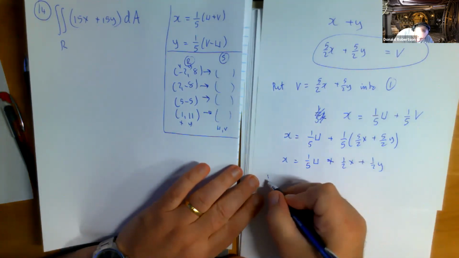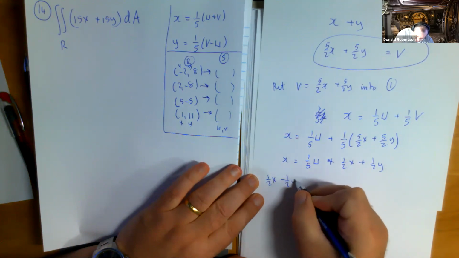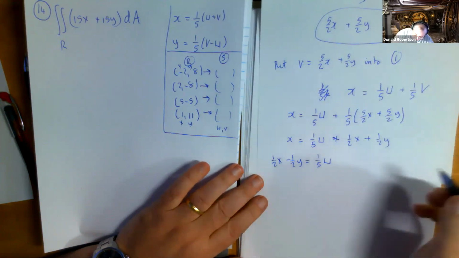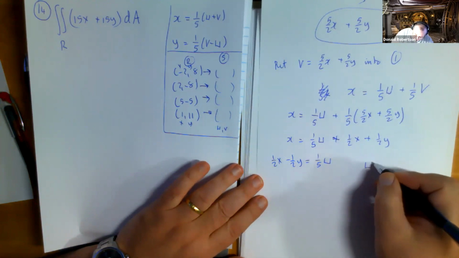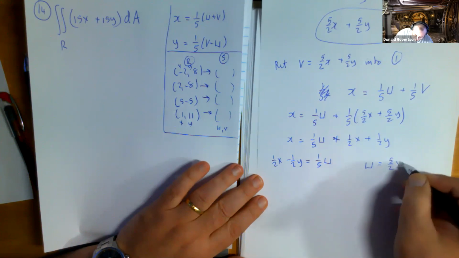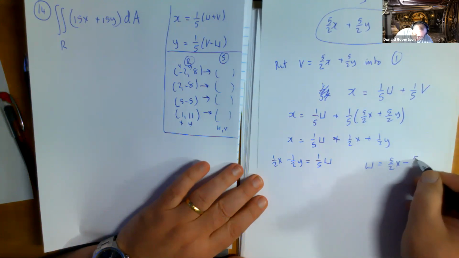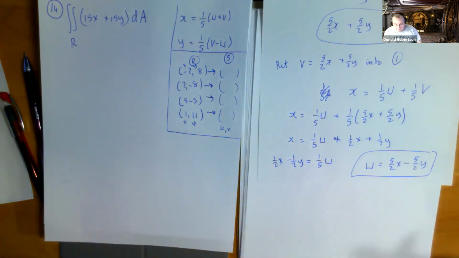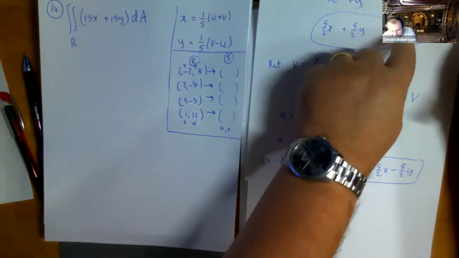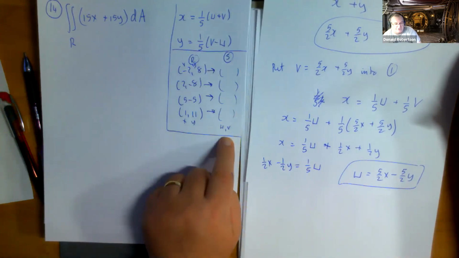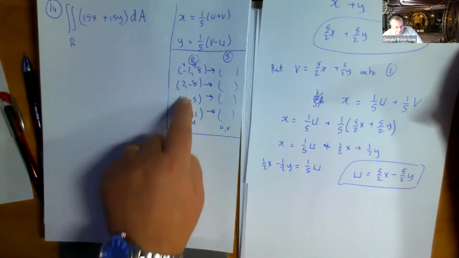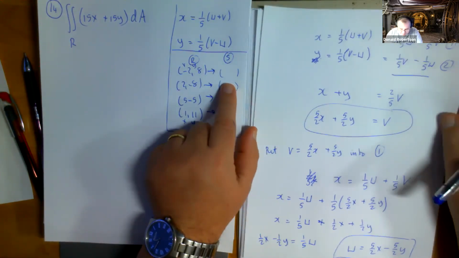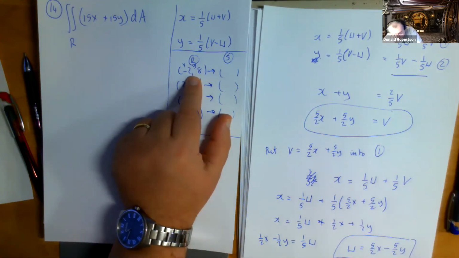If you subtract it from both sides, you get 1/2 x take away 1/2 y equals 1/5 u. And then if you multiply everybody by 5, you now get u. u is 5/2 x take away 5/2 y. Now, the reason I needed to get these is to do the transformation from whatever this is, it's probably a parabola, into whatever it turns into. So here we go.